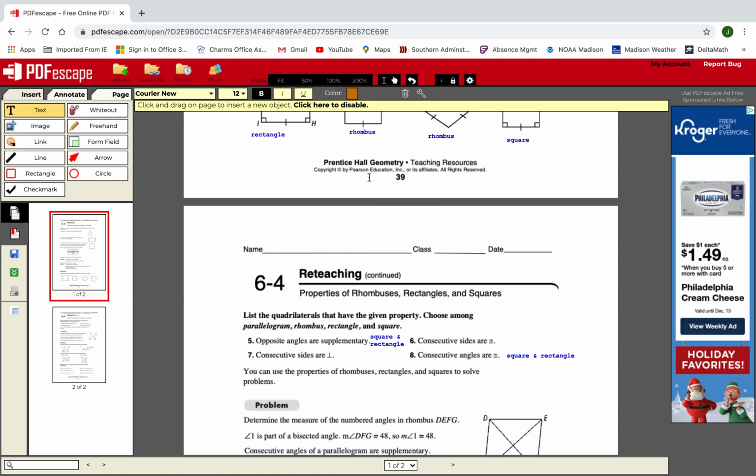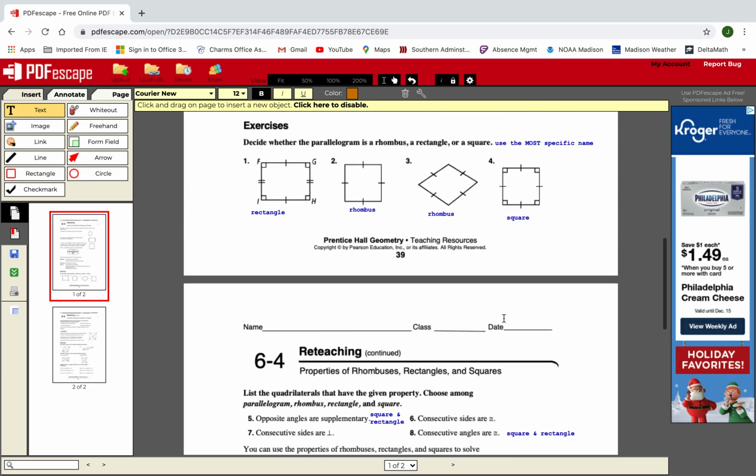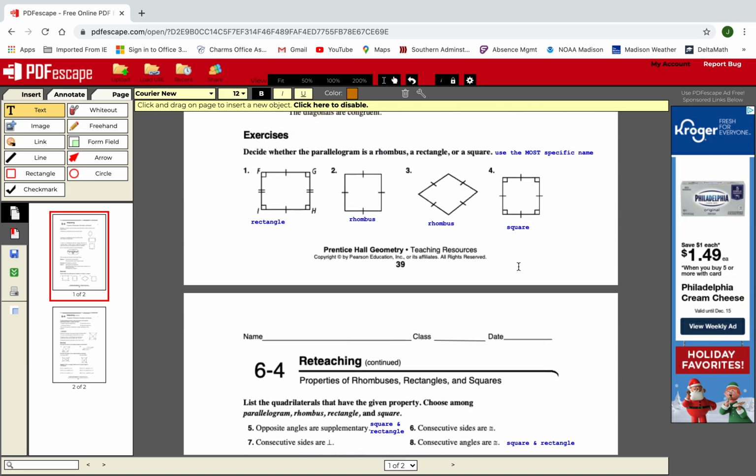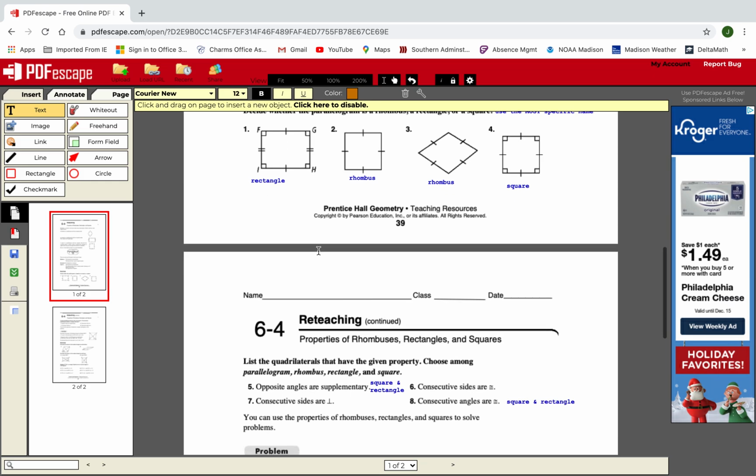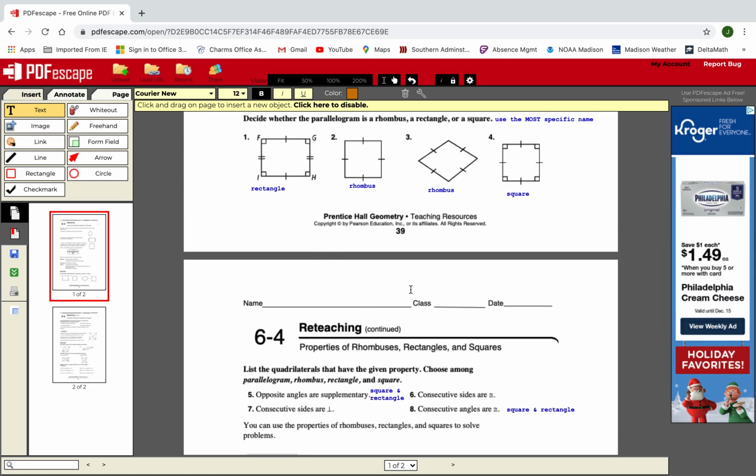How about this orange? Kind of looks orange. Okay, so consecutive sides congruent. Not opposite sides, but consecutive sides. Consecutive sides are congruent on a square and on a rhombus. Consecutive sides are not congruent on a rectangle unless it's a square, and they're definitely not congruent on a parallelogram unless it's a square. So square and rhombus are what we're looking at for number 6. That is kind of a pretty color.